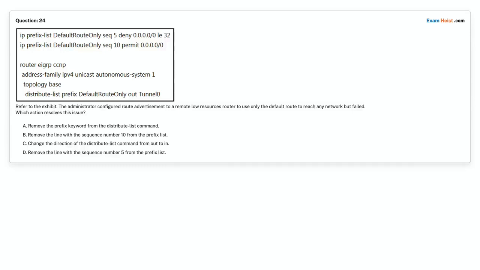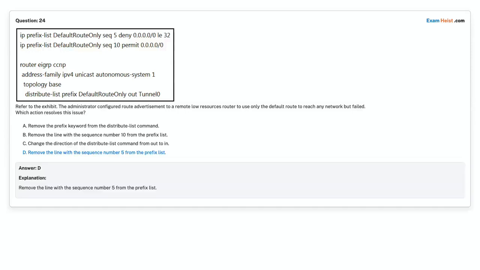Option A. Remove the prefix keyword from the distribute list command. Option B. Remove the line with the sequence number 10 from the prefix list. Option C. Change the direction of the distribute list command from out to in. Option D. Remove the line with the sequence number 5 from the prefix list. Choose the correct answer. Correct answer is option D. Remove the line with the sequence number 5 from the prefix list.